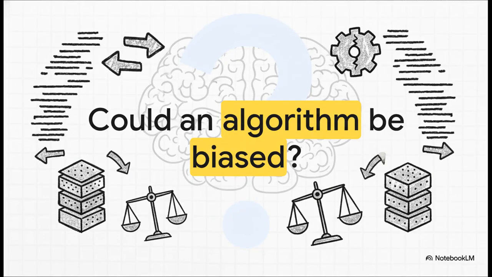I mean, it seems totally counterintuitive, right? We think of code as just objective, neutral, zeros and ones. But the thing is, algorithms can absolutely be biased. So the real question becomes, how on earth does a machine learn to be unfair?